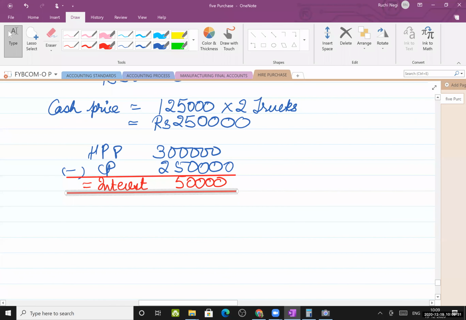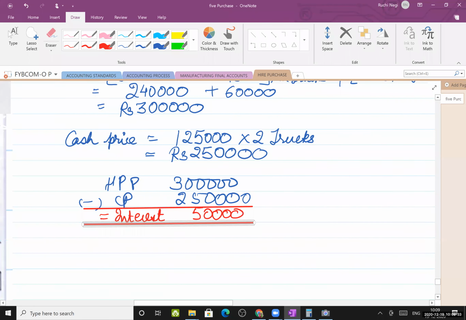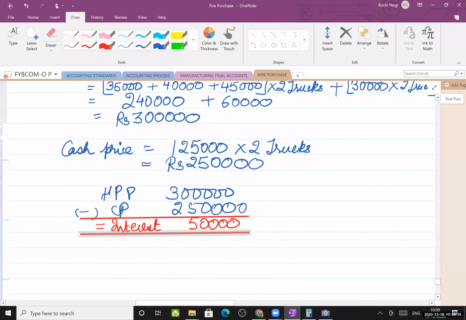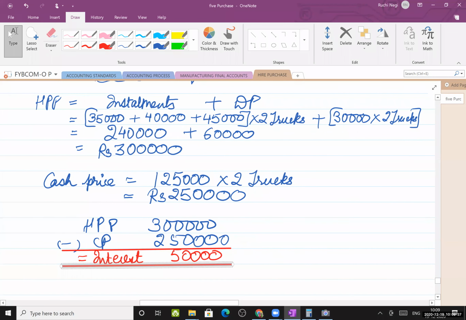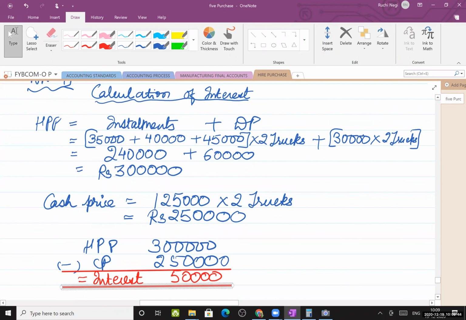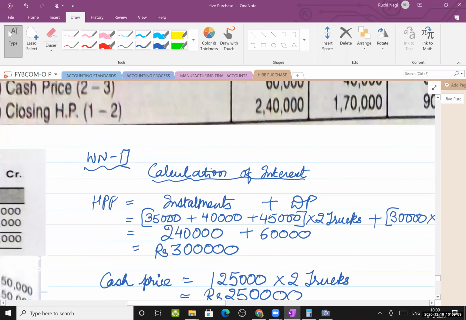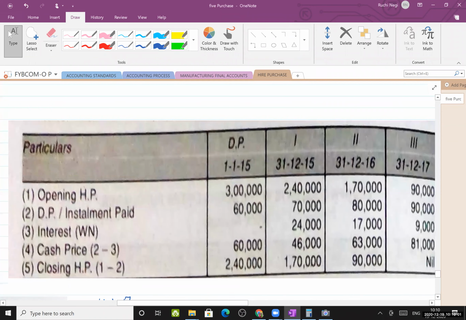Now how will you divide this interest? Let us see. Rate of interest is not given, let's see how we calculate it further in the sum. Okay, so till here everyone is clear? Is it clear to everyone? This working note number 1, calculation of interest. I got the answer 50,000. I had to, because there was no rate of interest given in the question. Okay, next come to this working note number 2.